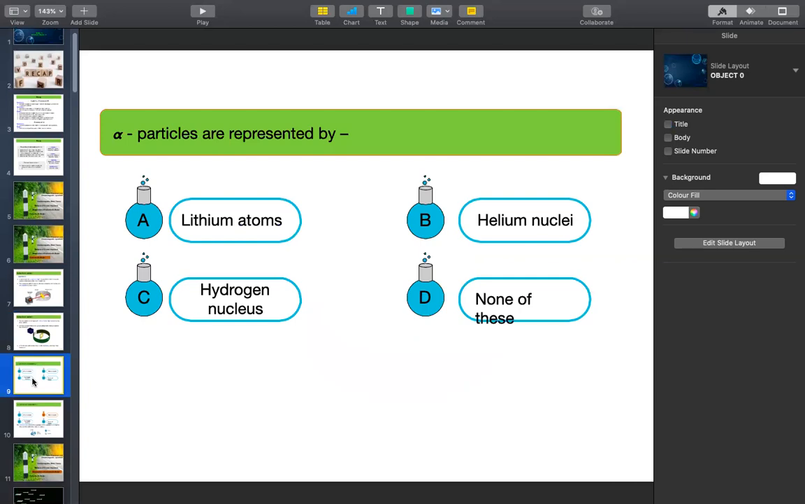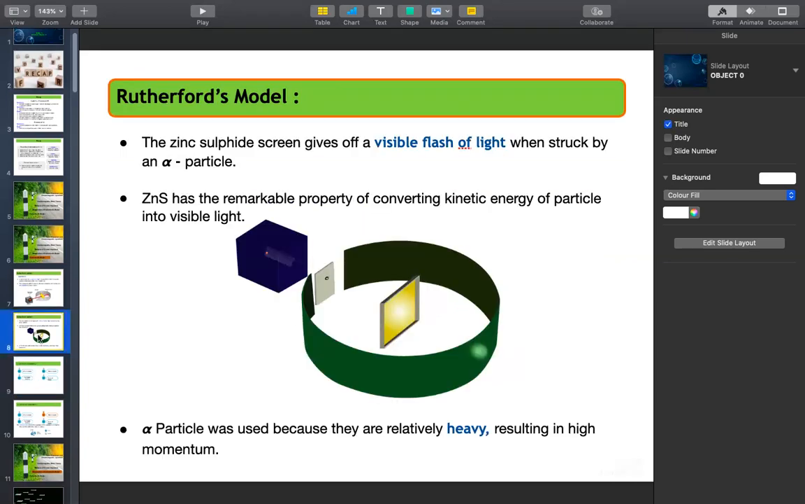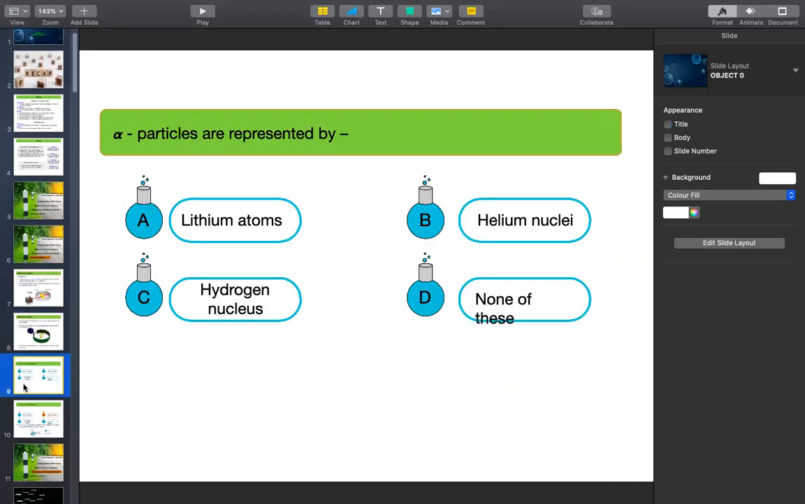Okay, fine. Now, so this was the alpha scattering experiment. Tell me the answer of these questions quickly. What is the answer for this? B or none of these?